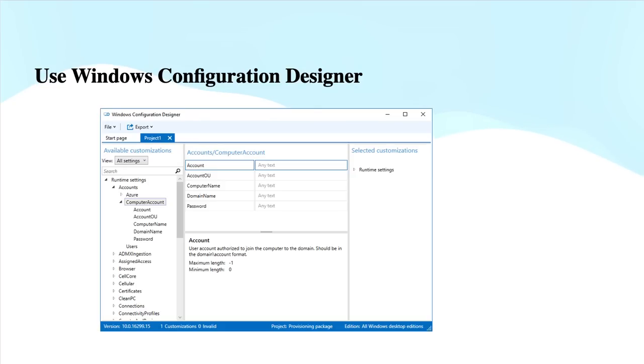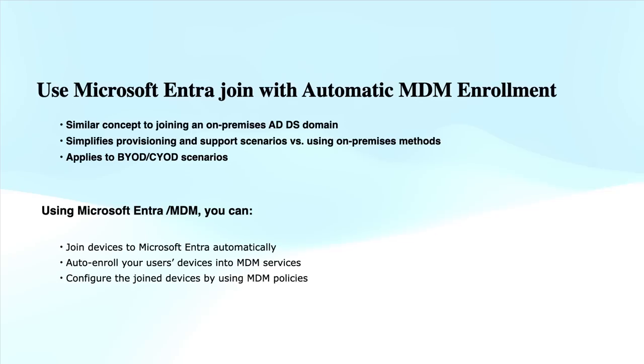Microsoft Entra join with automatic MDM enrollment lets you enroll devices which are registered with Entra ID or joined to Entra ID into MDM. It is a similar concept to joining an Active Directory Domain Services domain on-premises. It simplifies the provisioning and support scenarios versus using on-prem methods. It applies to both bring your own device and corporate-owned devices.